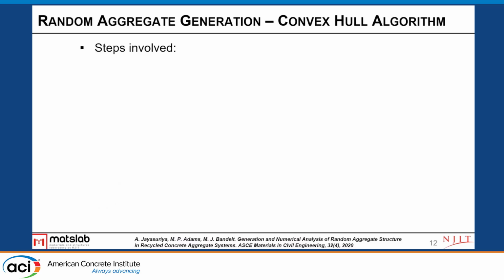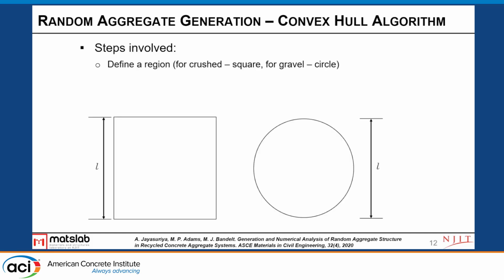So what we did was we worked to develop a random aggregate generator tool that could produce realistically shaped aggregates that you could then also have realistically distributed adhered mortar on those aggregates. And so what we start with is we want to define a region for our aggregate to be in. And if you want to work with a crushed aggregate, that starting space is a square. If you're working with a gravel that is a smooth river gravel, you start with a circle.